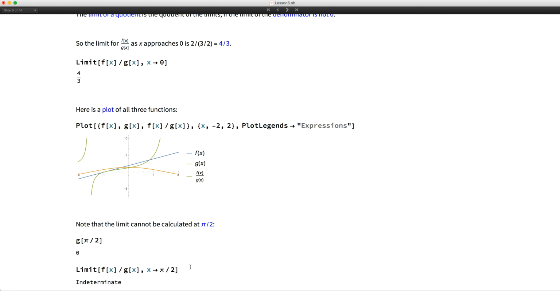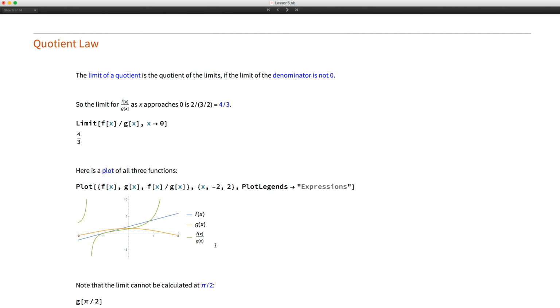So the quotient law is almost true, and it's not true when the denominator is becoming 0 in any way.